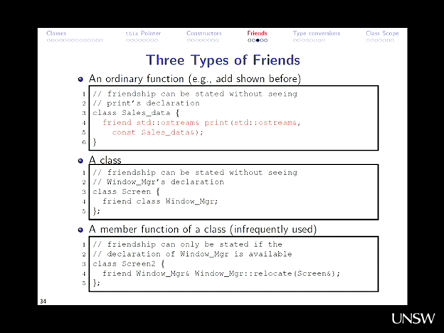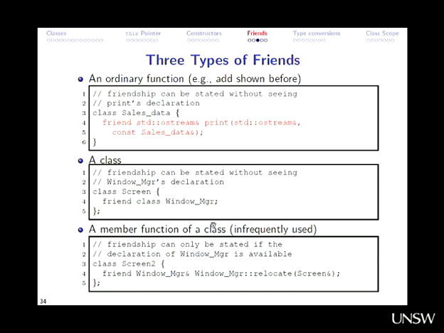So there's three types of friends. There's an ordinary function. So print might be a friend. The print that I showed you before was a member function, but in this case, this print is a friend function. We might have a whole friend class. We might have a class called screen, and there's a window manager, and so window manager is a friend of screen. Window manager can access all of screen's internal data. Screen cannot access all of window manager's internal data.